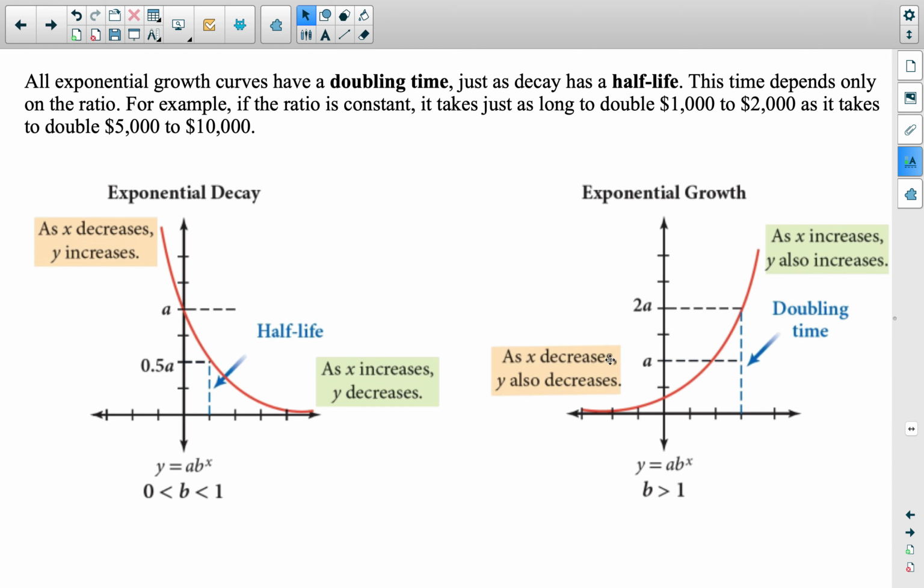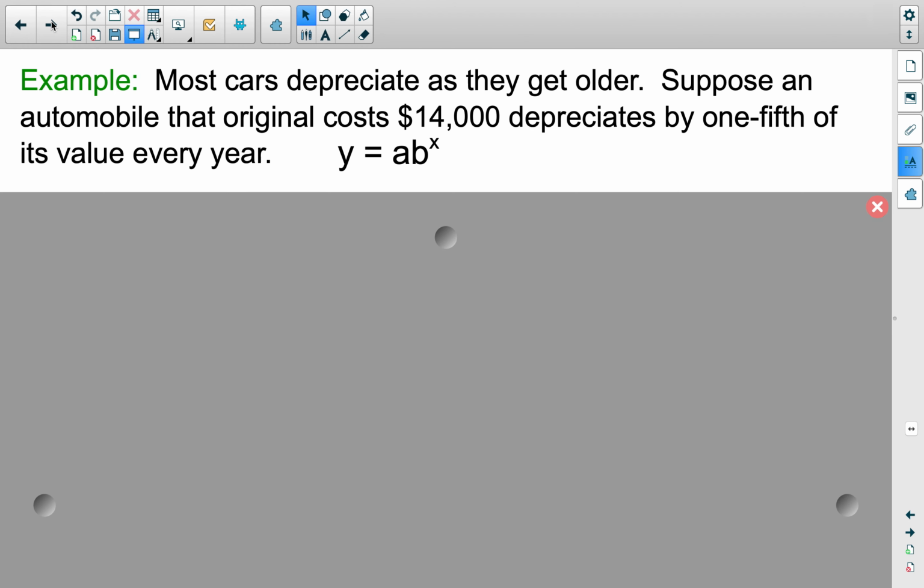Doubling time is the same idea, only obviously you would be growing. So if I started at 15 people, when will I double to 30 people? You might be asked to find that, but we just might use the words like doubling time instead of when will you double. So nothing too major here. So for example, you'll want your calculator for this one as well.